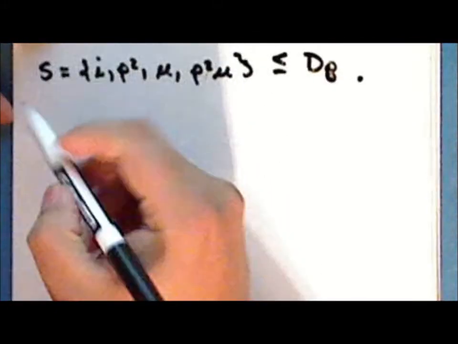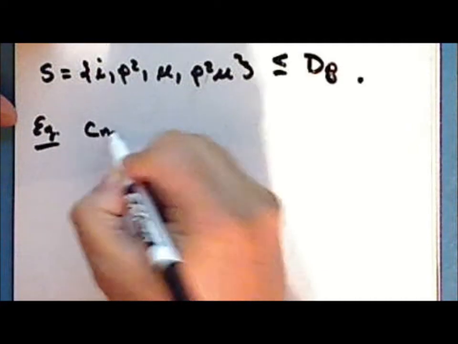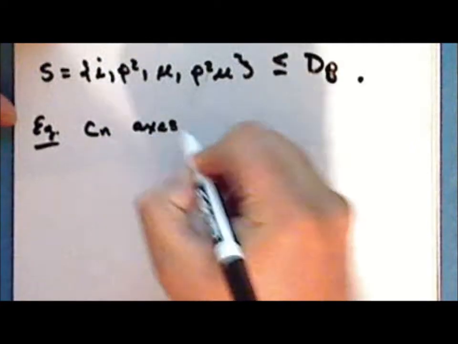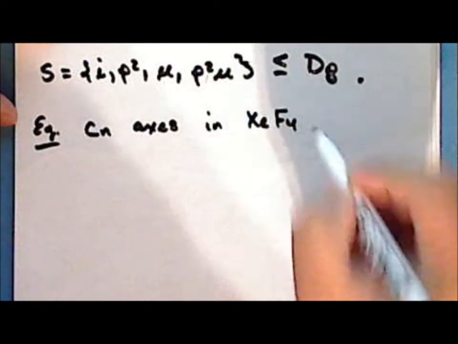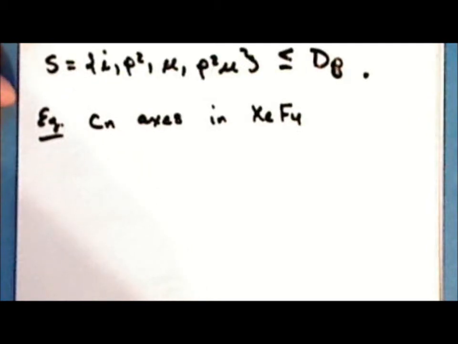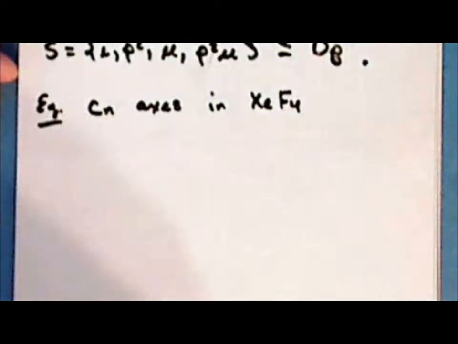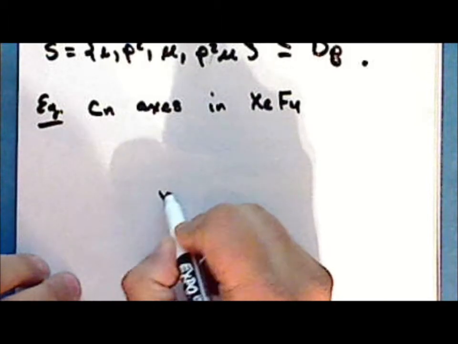Okay, so now we'll look at the final exercise from the previous lecture, and we will determine which CN axes are present in a molecule of xenon tetrafluoride. Now, because xenon has an extended valence, and because the molecule of xenon tetrafluoride has two unbonded pairs of electrons, the molecule has a square planar geometry, and so first we'll look at the molecule in the plane.